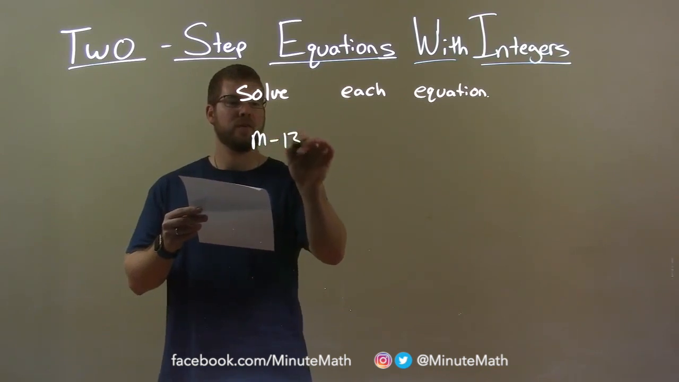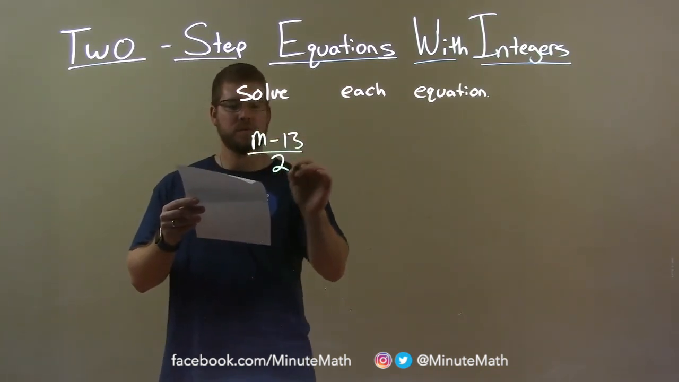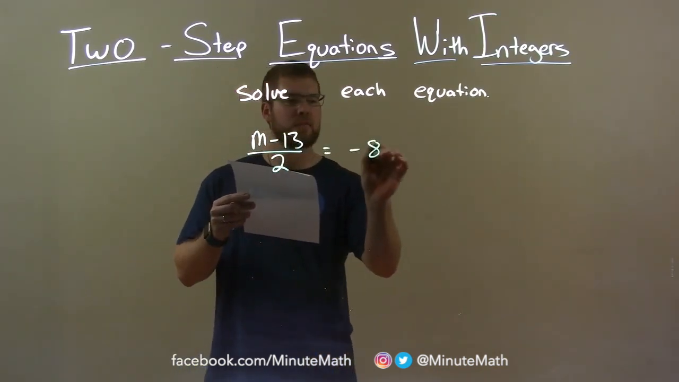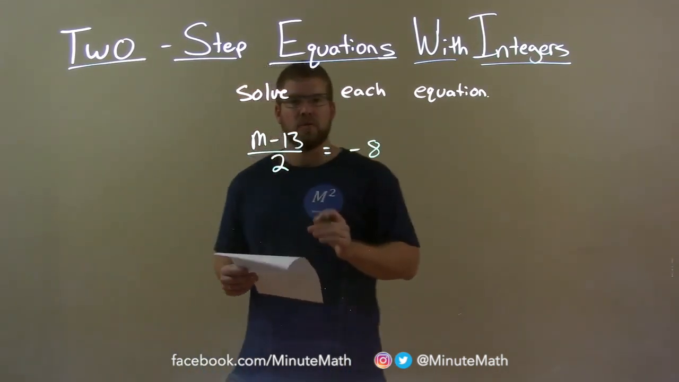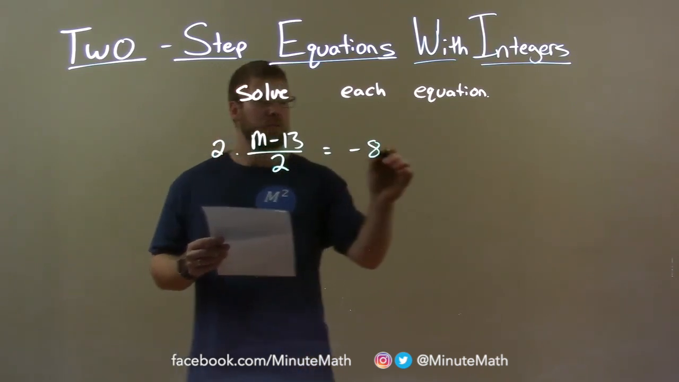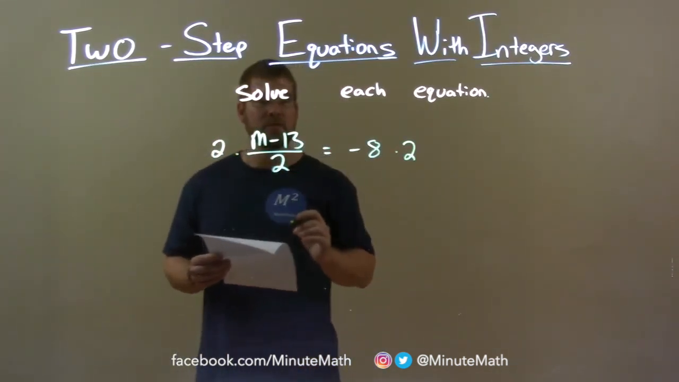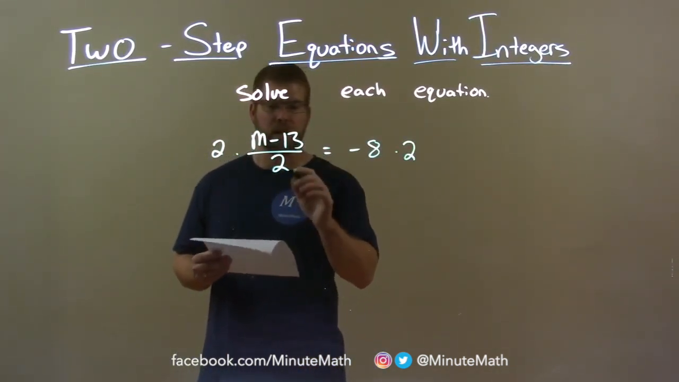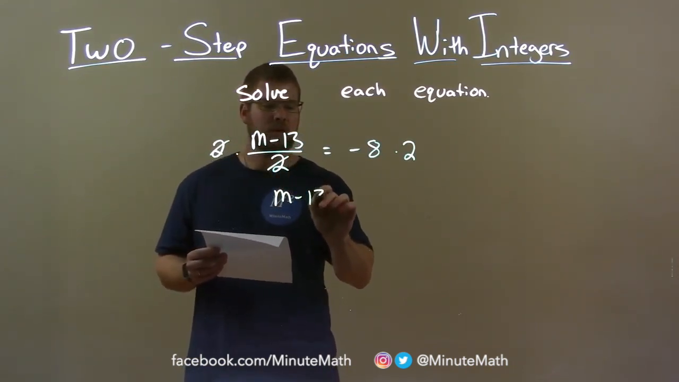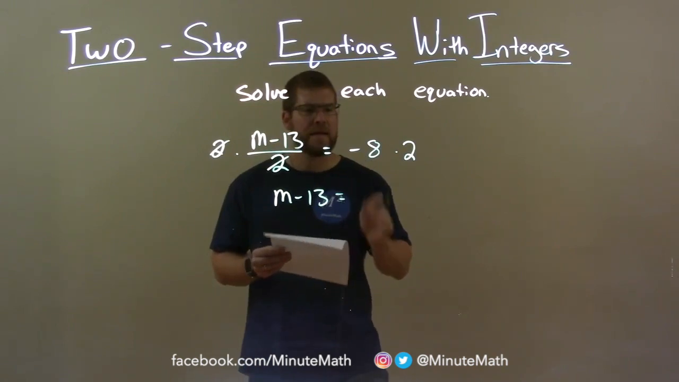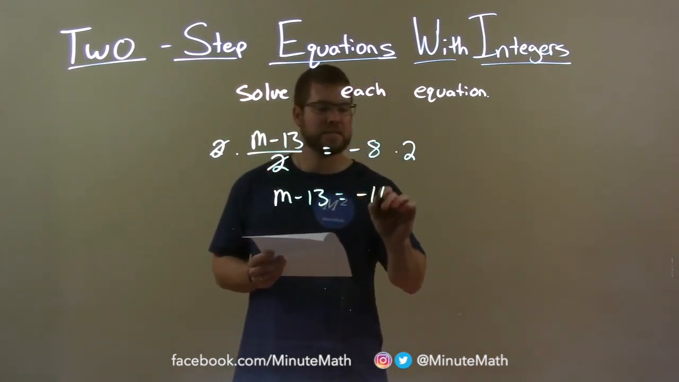m minus 13 over 2 equals negative 8. All right. Well, the first thing I want to do is multiply both sides by 2. Since we're dividing by 2, the opposite of division being multiplication, this will eliminate the 2's on the left. I have m minus 13 now on the left. Now, negative 8 times 2 is a negative 16.